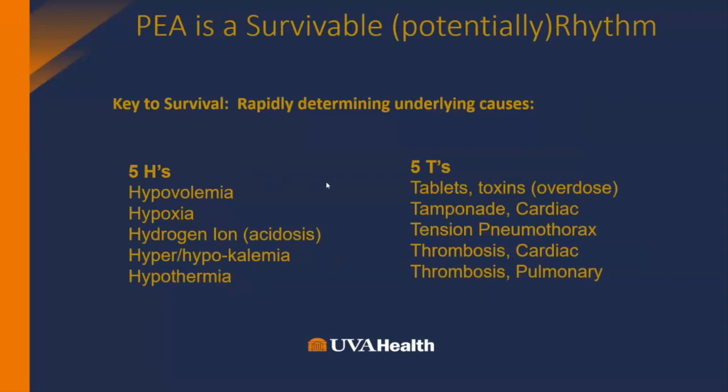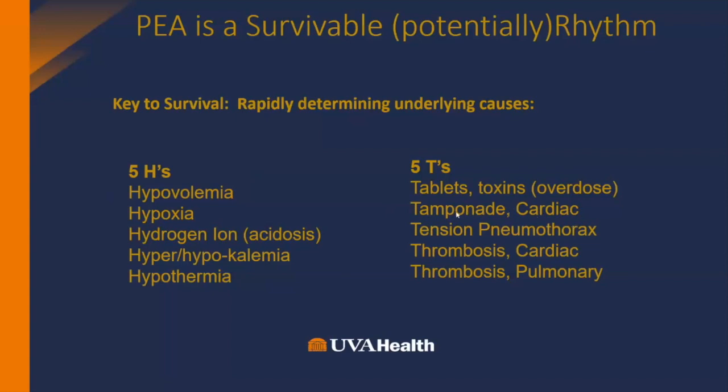So what are the keys? The keys are the things that make the heart not squeeze. So in PEA, we have an electrical system. It's firing, but the heart and the ventricle isn't squeezing. So why? What causes that? Well, no volume can cause that. Hypoxia, acidosis, potassium imbalances, hypothermia, which make the muscular activity of the heart ineffective, toxins.